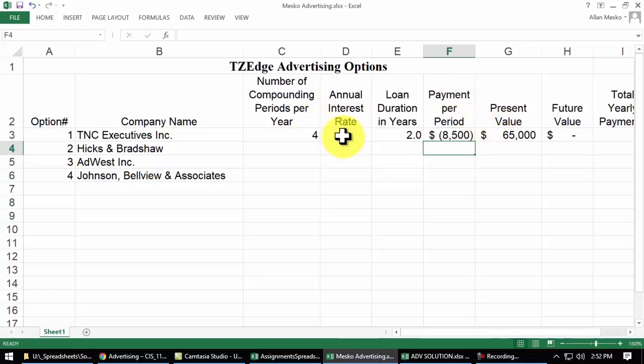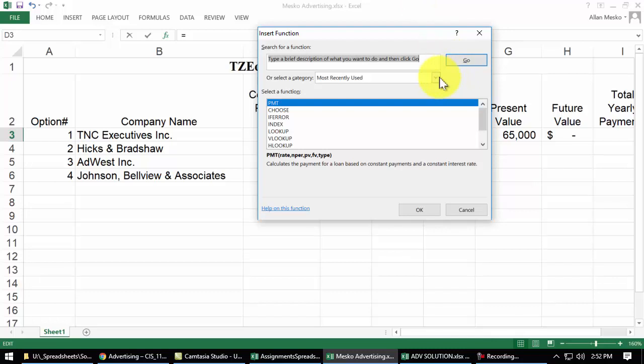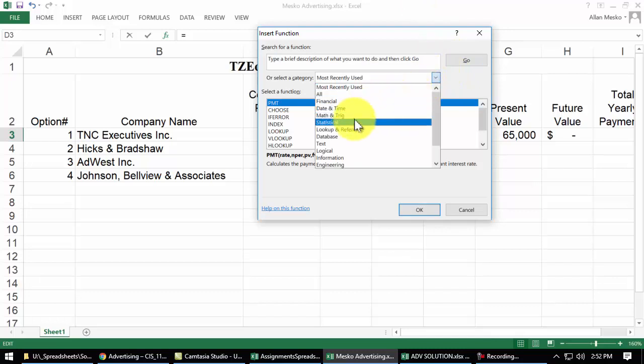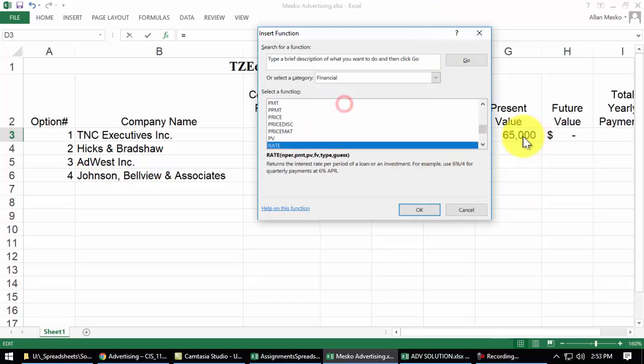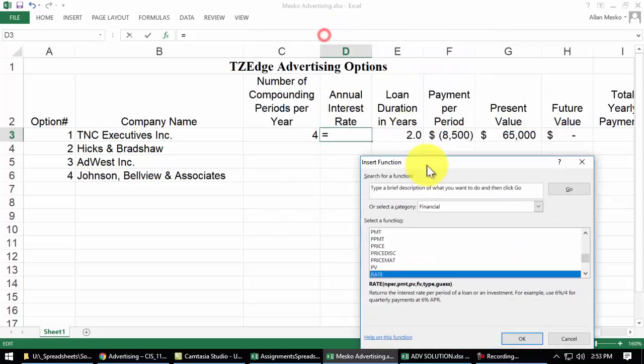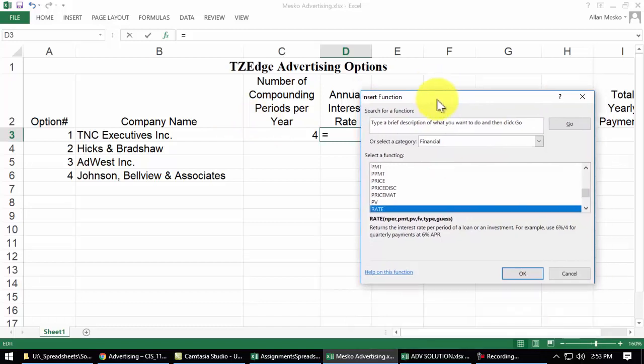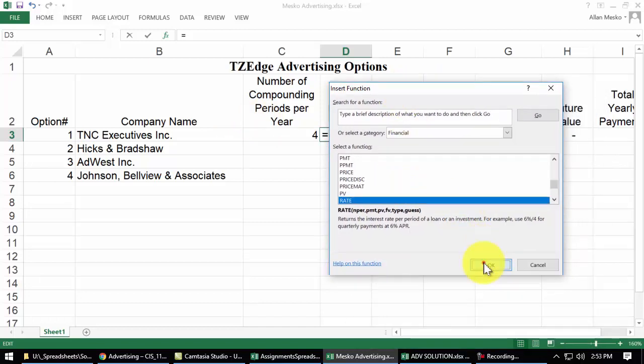Now we want to find the annual interest rate, and that's going to be the rate function. We could look up financial functions, and all of these things would be in there. There's our rate function. It says it returns the interest rate per period of a loan or investment. So that's the rate per period. We probably want to know the annual rate, so we're going to multiply that by the number of periods per year when we finish out the rate function. So let's put that rate function in there.